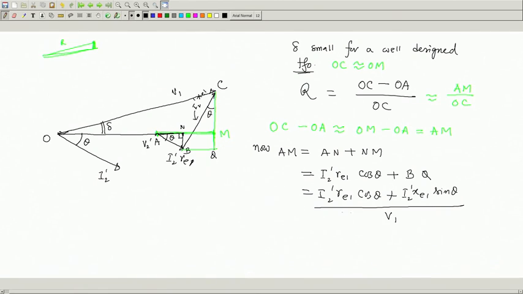Okay. Now, I have converted it to once again voltage thing. So, V1 I can now invoke upon. So, regulation is now approximately equal to this. Why am I saying approximate? Because I have used this approximation, delta is small, and so on. So, regulation is approximately equal to this, and this is the expression we are looking for.